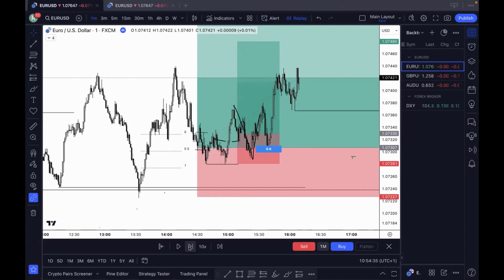50% mitigated, so this low is safe. We also mitigated the extreme OB and there's no liquidity left. So you see how many ways to enter there are, right? You have to test it and choose your favorite one. But I use everything that price delivers.